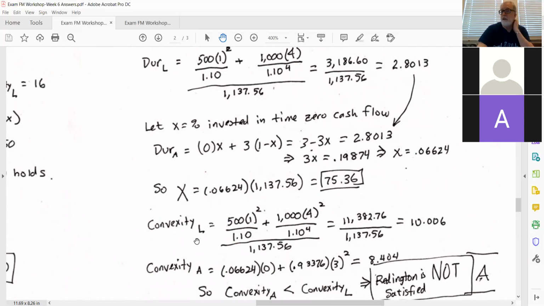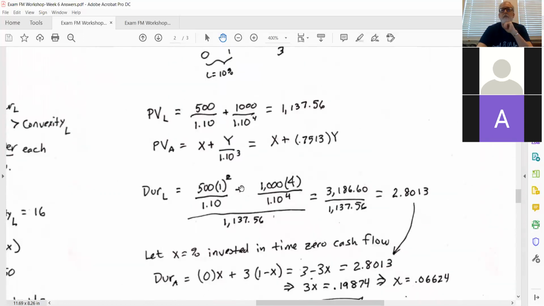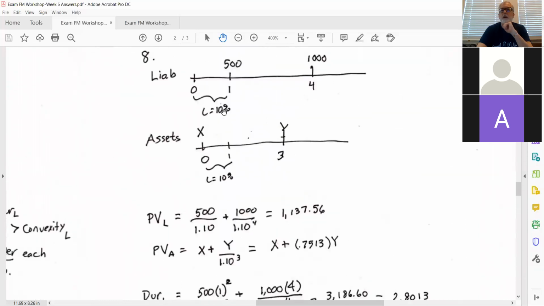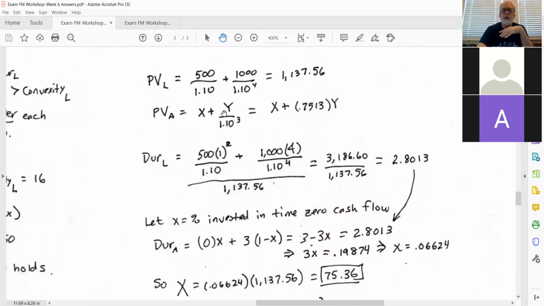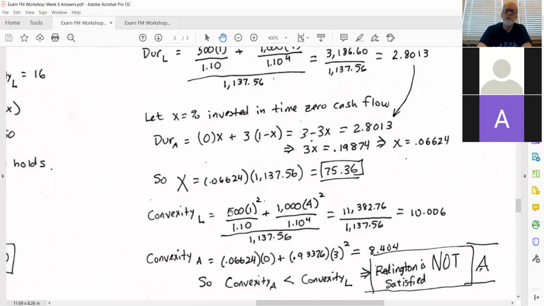So the convexity of liabilities, you have to do that just like you did duration. The only difference is, and that's why I accidentally wrote a square there, each time when the cash flow comes in gets squared, because it's the sum of n squared times the cash flow instead of n times the cash flow. So here's the 500 times 1 squared times v plus 1,000 times 4 squared times v to the 4th, all divided by the price. So you get a convexity of the liabilities of about 10 years.